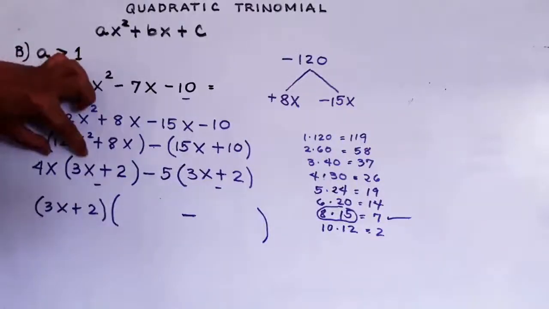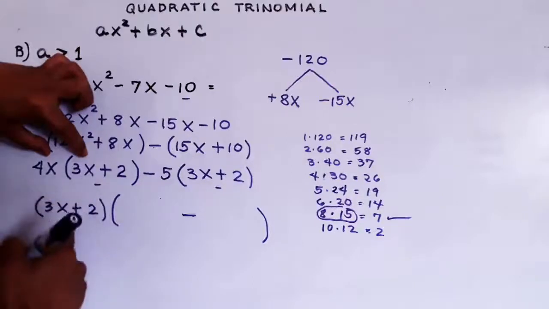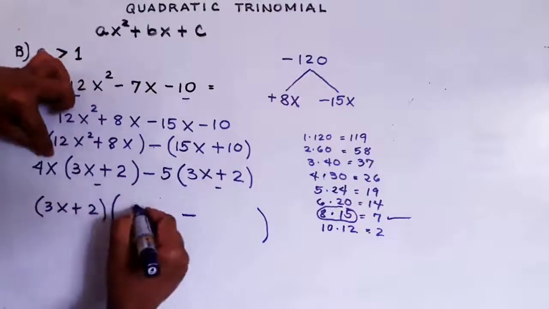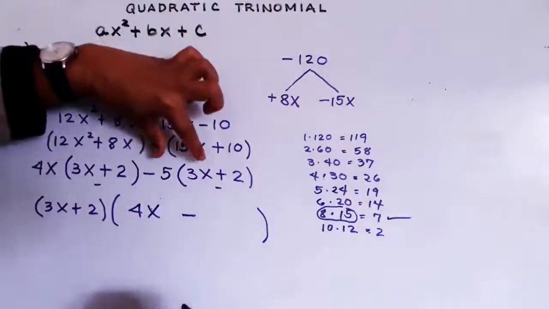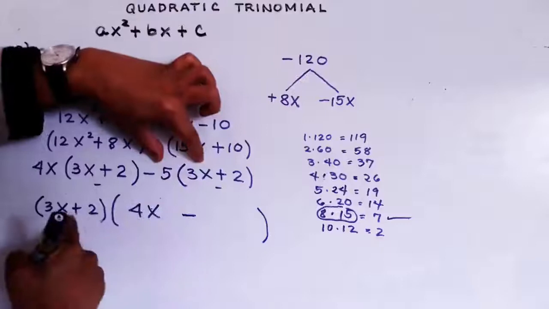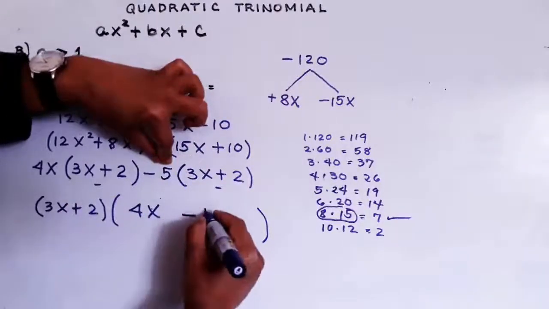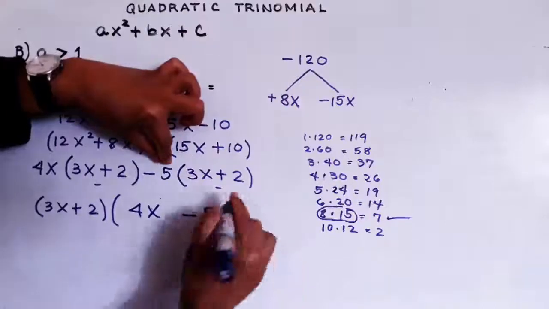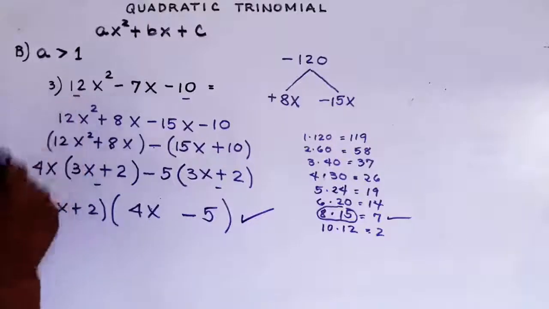Let us divide. 4x times 3x plus 2, 3x plus 2 cancels, so it means 4x. So this one is 4x. Let's have the second group. For the second group here, divide 3x plus 2 by 3x plus 2, it's 1, remains 5. So this one is 5. So this is our factor for number 3.